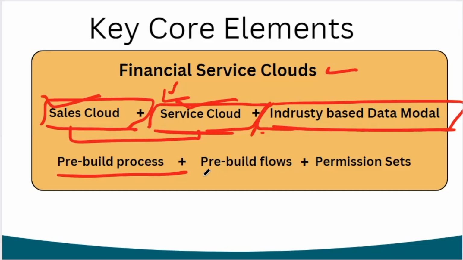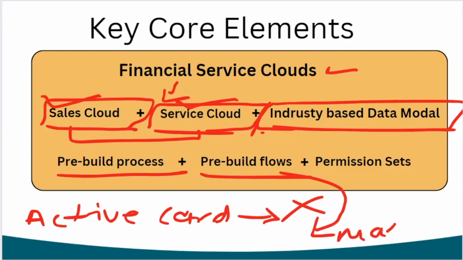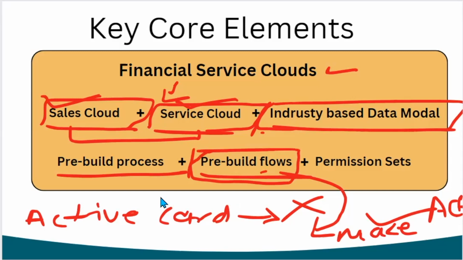After that, Financial Service Cloud also comes with pre-built flows. So let's say you want to activate your card. You don't need to implement the flow from the start. You can pick up a pre-built flow, make the changes, and activate it. So you don't have to spend too much time building anything from zero. You can utilize the pre-built flows. There are almost 40 plus flows available that can be utilized in Financial Service Cloud.